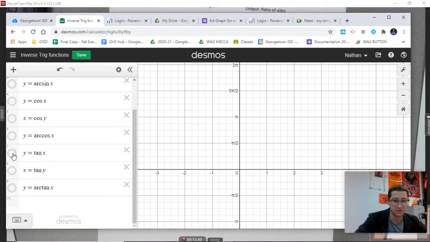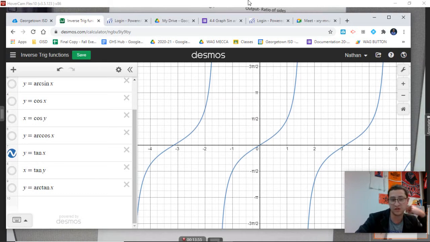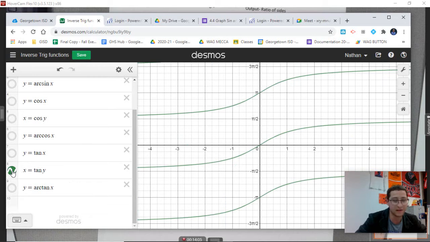Let's talk about tangent. So tangent, here it is. It looks probably a little bit different than what we're used to. I don't think I showed you guys the repeating of tangent, but it does repeat just like sine and cosine. Okay, so we've got the repeating in here. The inverse is going to look like this. Now here's the funny thing about the inverse.